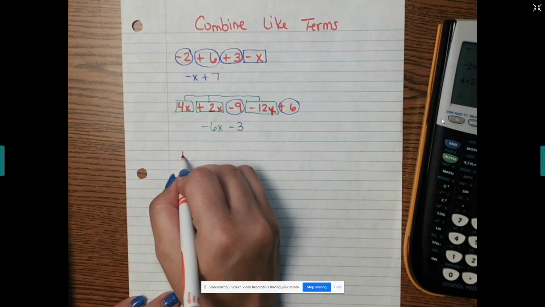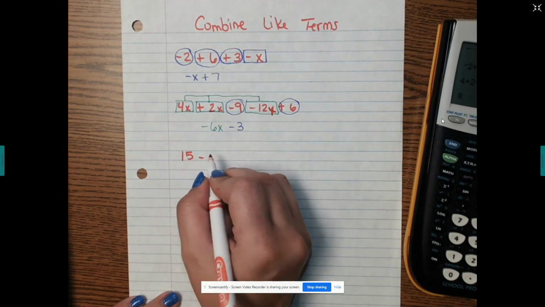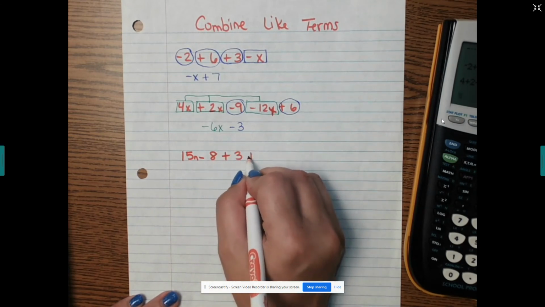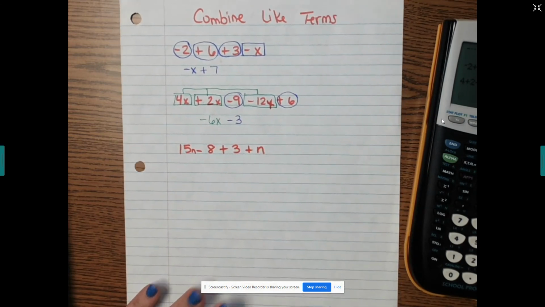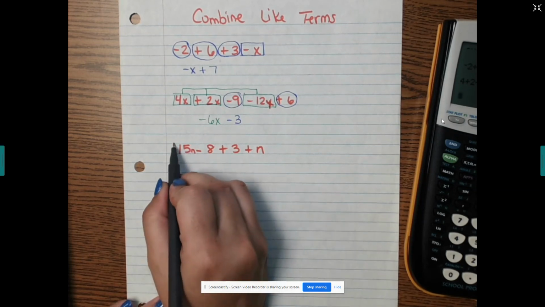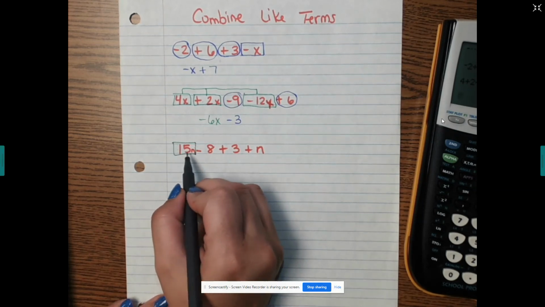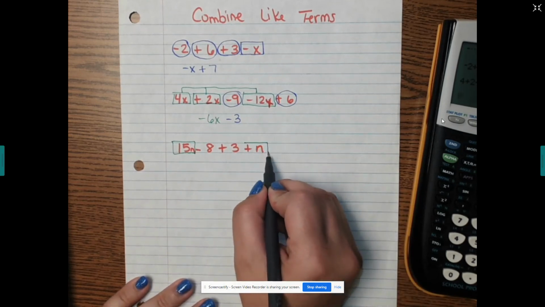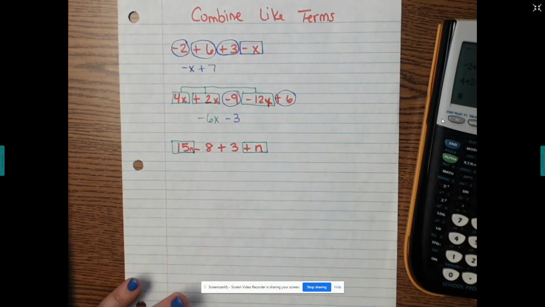Okay, let's do 15n minus 8 plus 3 plus n. Okay, first thing I want to do is box my variables. Okay, this time my variables are n. That's okay. 15n. Now that negative does not belong to the 15 because the 15 is positive. All right, my other variable is plus n. So I have 15, and then if there's nothing in front of that n, what does that mean? Okay, that means there's an invisible 1.